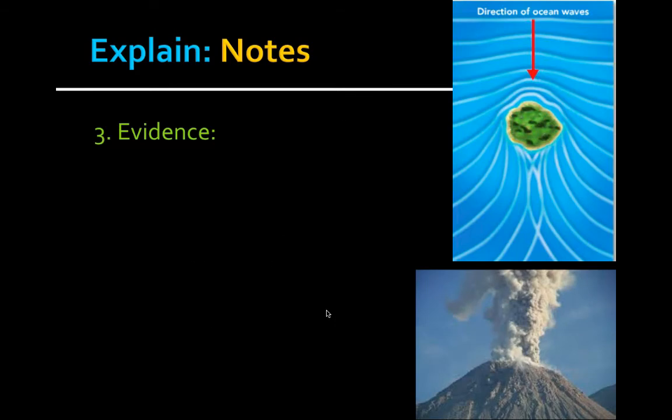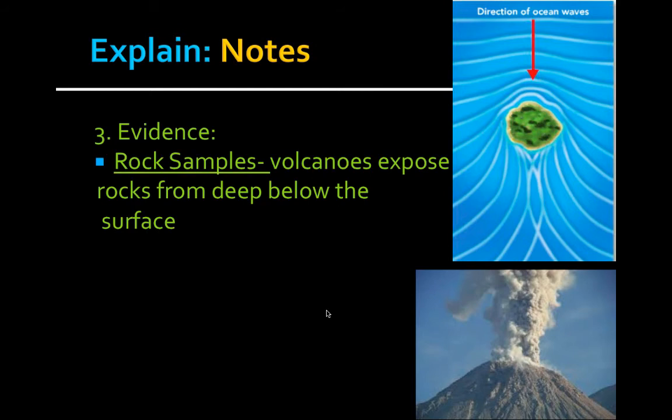Third key point. We have 2 pieces of evidence over the years that we've accumulated to help us understand that these 4 layers exist. So on the left-hand side, you should have number 3, evidence, and here are your 2 examples to write on the right-hand side. The first is rock samples. When volcanic explosions happen, rocks from deep below the surface of the Earth come out onto the crust, and we can analyze them and see what they're made of to learn about the layers from where they came from below us.